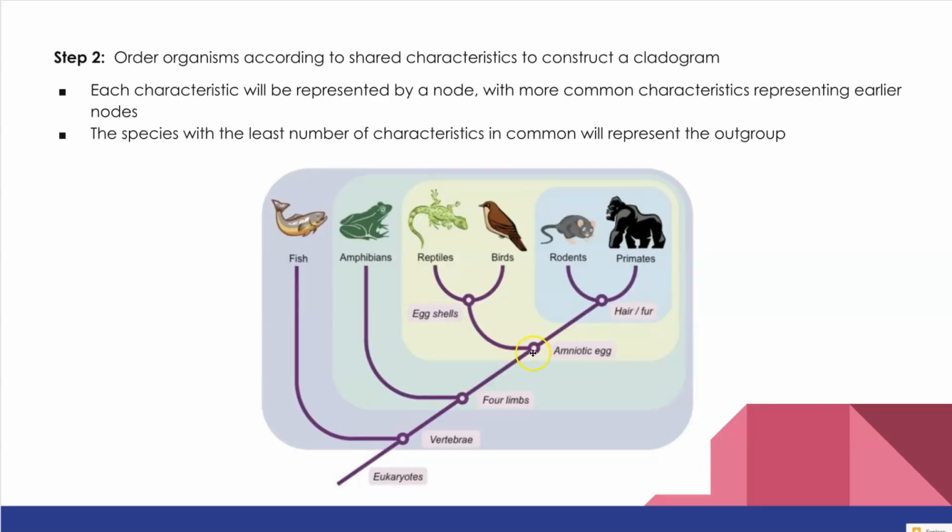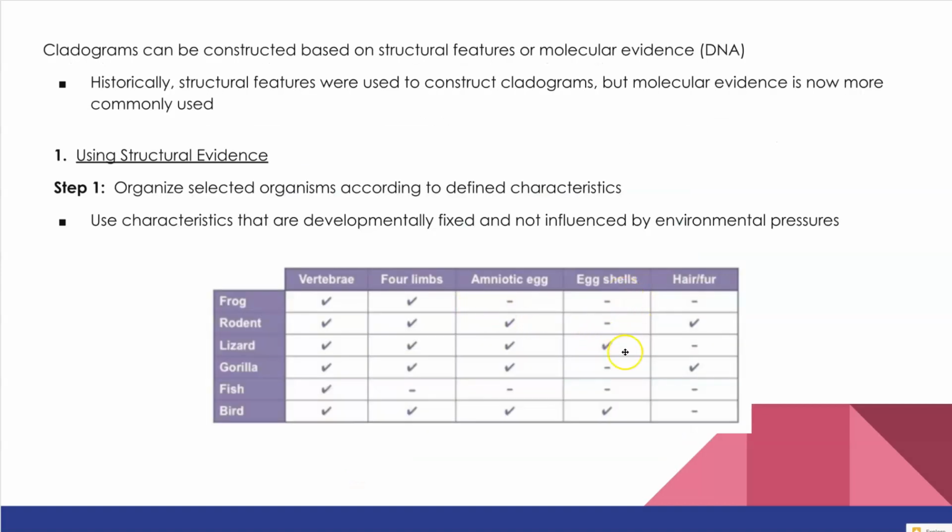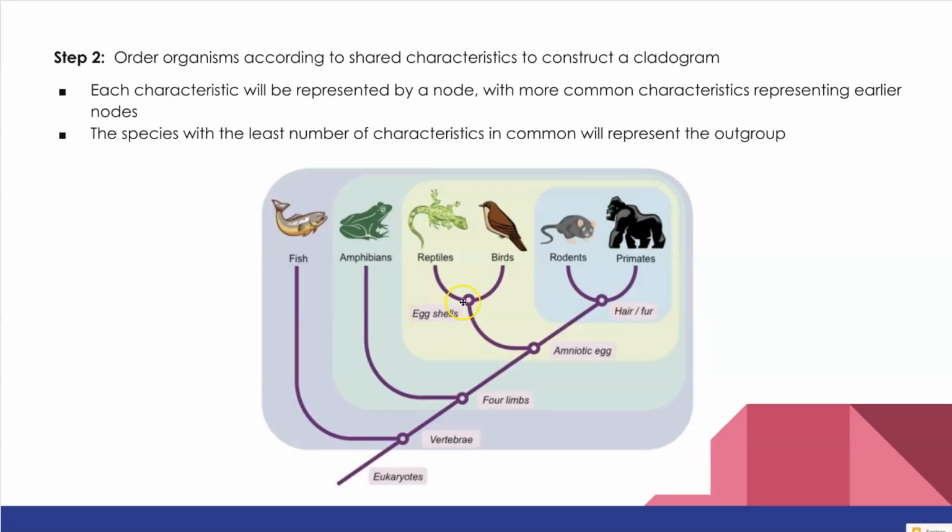Amniotic egg. From this point on, which includes this little bracket, everything has an amniotic egg. The thing that separated the reptiles and the birds was the egg shells. So that characteristic goes here. The other 2, the rodents and the primates, the thing that separated them from the reptiles and the birds was that they had hair and fur. Okay? So there you go.